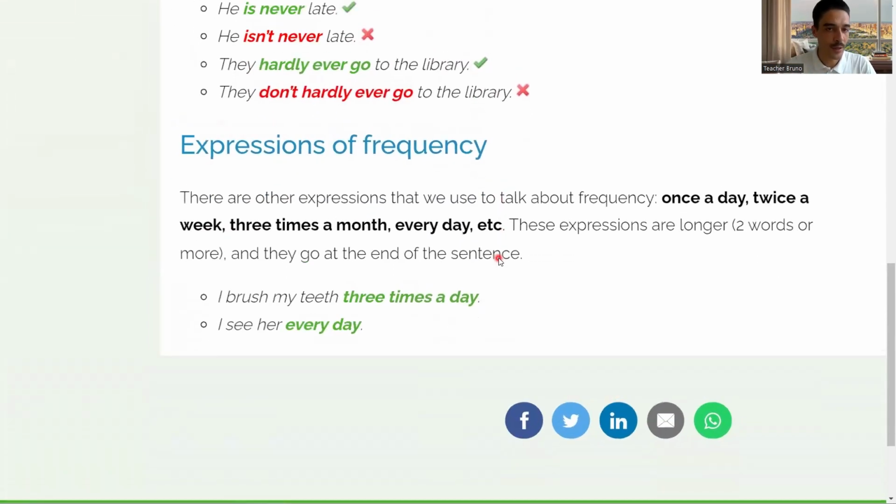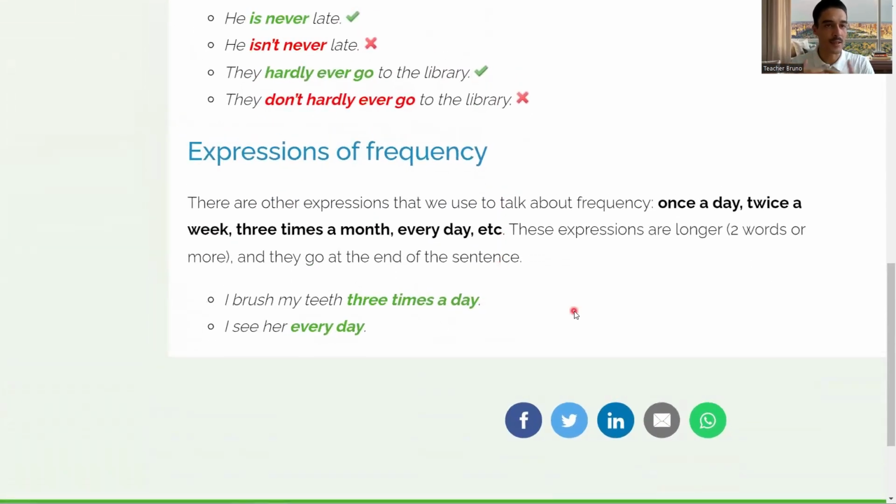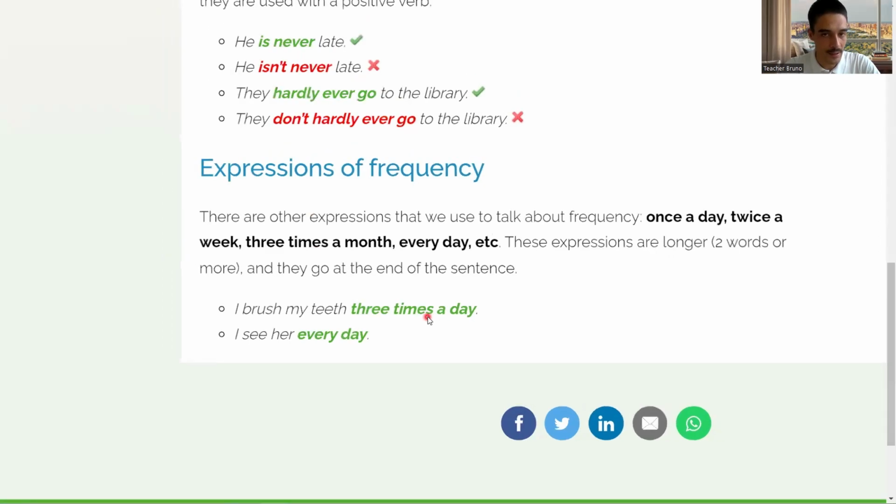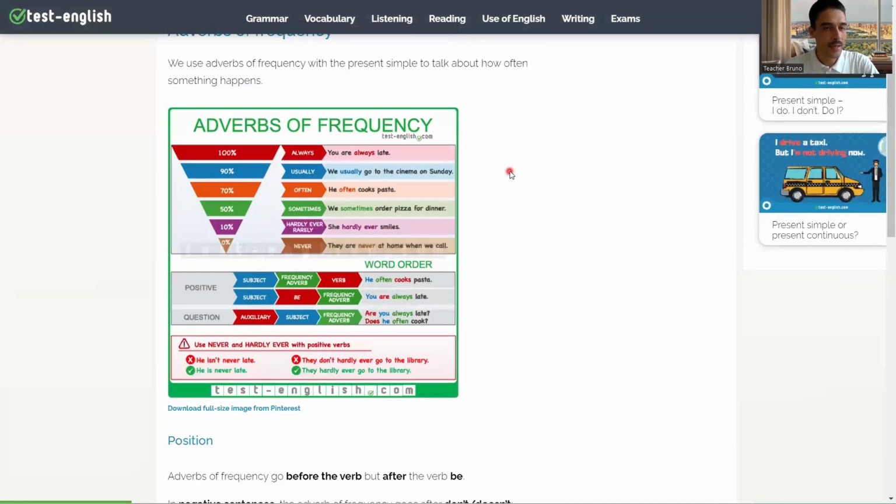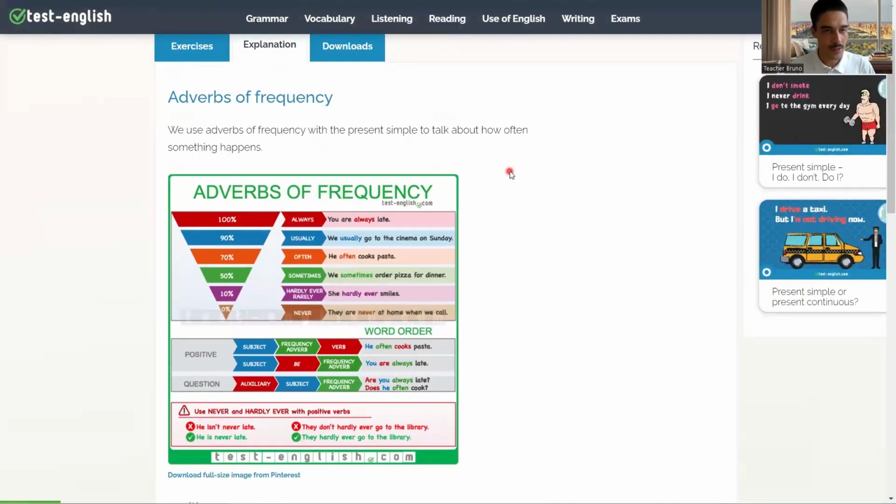And finally, to express a frequency in other ways, we can use once a day, twice, and then the numbers, 3 times, 4 times, and every day, etc. And these expressions, they go at the end of the sentences. So this is the quick lesson about adverbs of frequency.